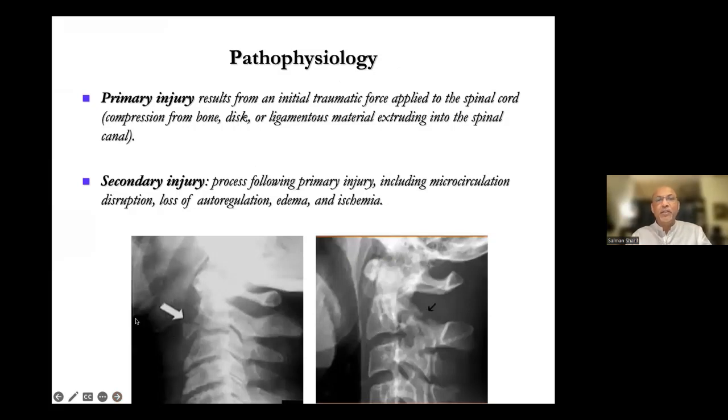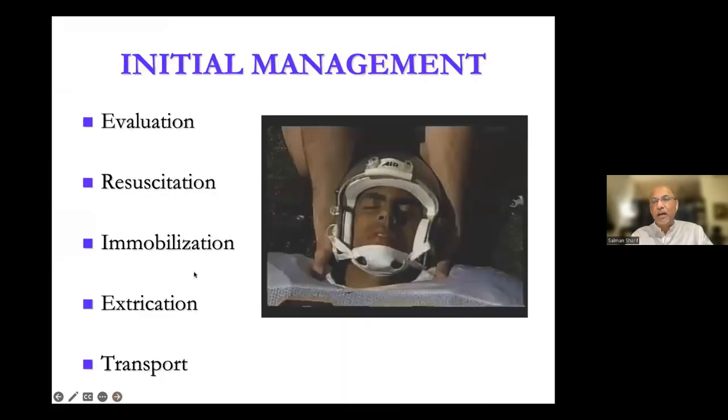The primary injury results from initial traumatic force applied to the spinal cord, and then secondary injury follows the primary injury, including microcirculation disruption, loss of autoregulation, edema, and ischemia. Obviously, we can't prevent the primary injury, but we can prevent the secondary injury. The management includes evaluation, resuscitation, immobilization, extrication, and transport.